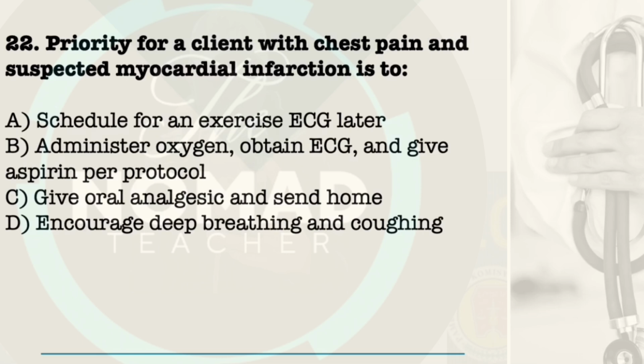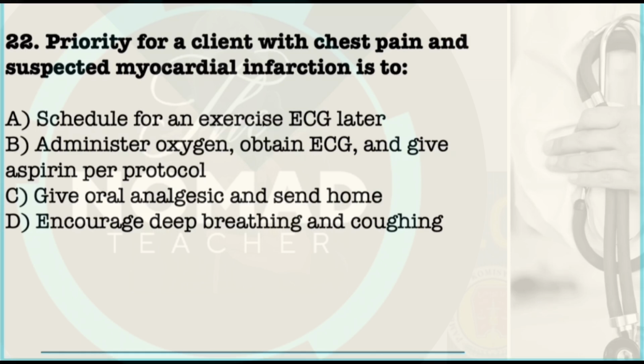22. Priority for a client with chest pain and suspected myocardial infarction is to A. Schedule an exercise ECG later. B. Administer oxygen, obtain electrocardiogram, and give aspirin per protocol. C. Give oral analgesic and send home. D. Encourage deep breathing and coughing.